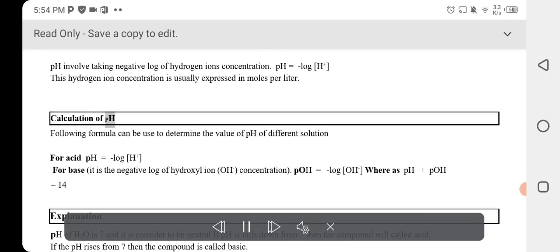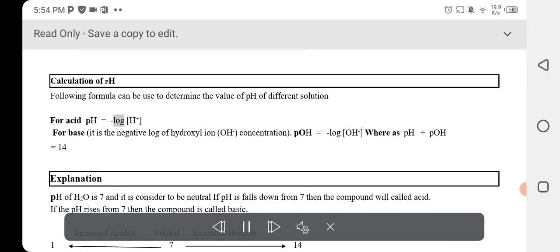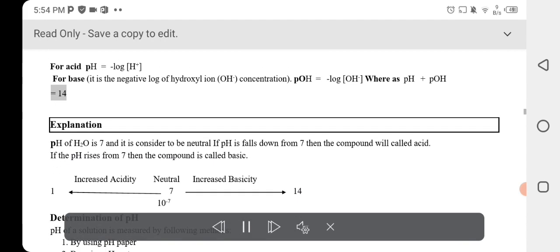Calculation of pH. The following formulas can be used to determine the pH of different solutions. For an acid, pH equals negative log [H+]. For a base, it is the negative log of hydroxyl ion, OH-, concentration. pOH equals negative log [OH-], whereas pH plus pOH equals 14. Explanation.